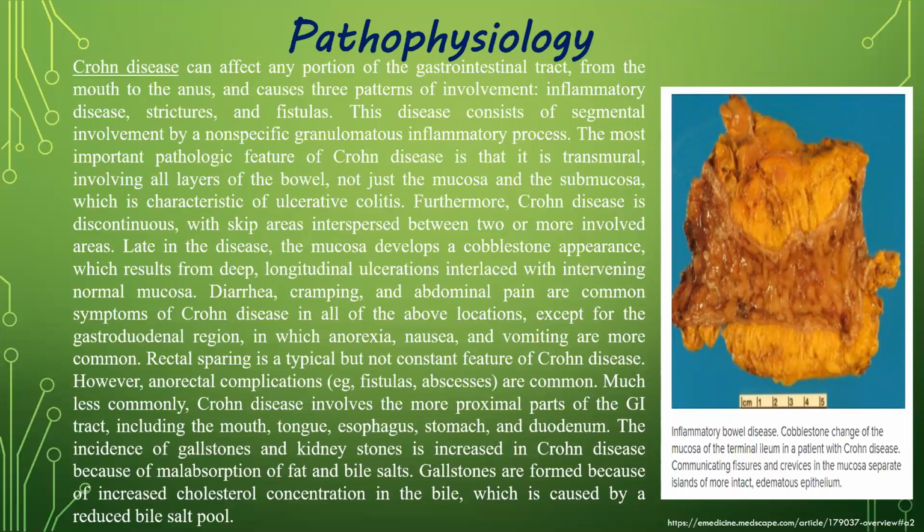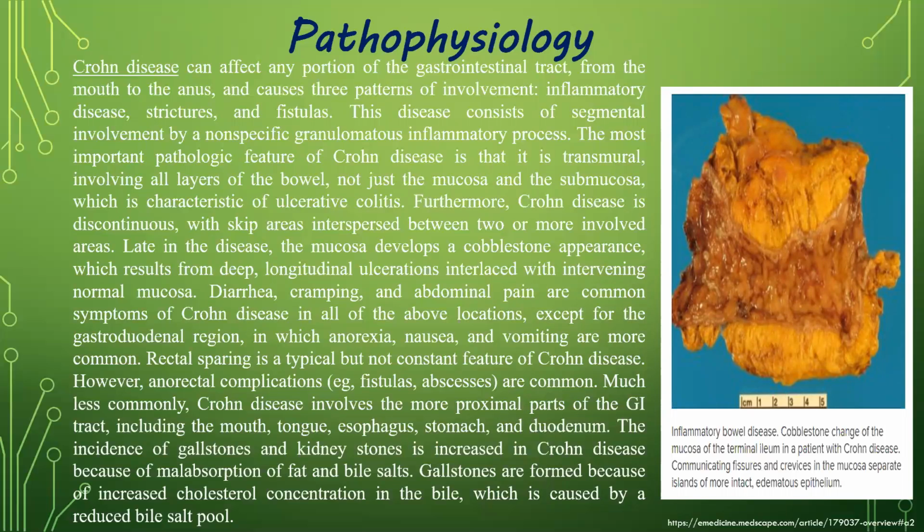Late in the disease, the mucosa develops a cobblestone appearance, which results from deep longitudinal ulceration interlaced with intervening normal mucosa. Diarrhea, cramping, and abdominal pain are common symptoms of Crohn's disease in all the above locations, except for the gastroduodenal regions, in which anorexia, nausea, and vomiting are more common. Rectal sparing is a typical, constant feature of Crohn's disease. However, anorectal complications are common.